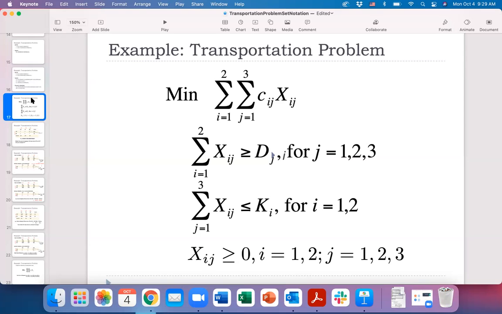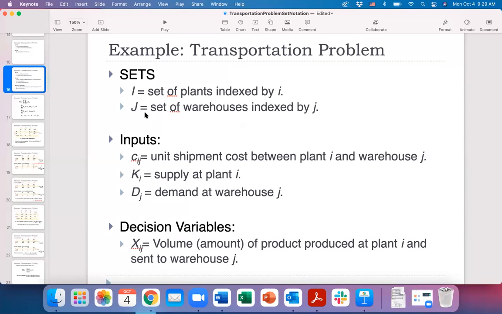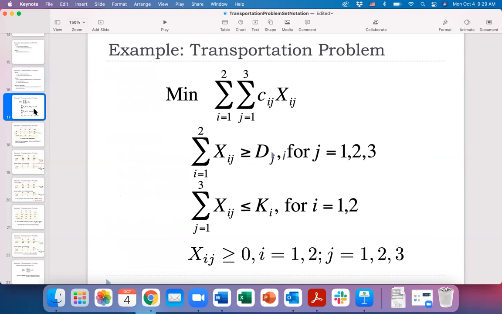a number of terms, like in this case, we would have 2 plants and 3 warehouses, and we're going to have lots of terms in the objective function. We're just going to get away with writing a few letters and some symbols. How to do that? Well, let's break it down.